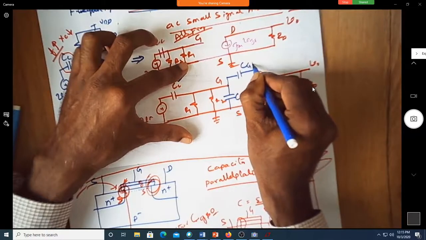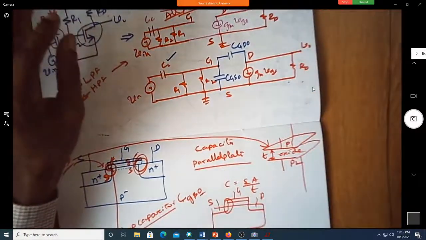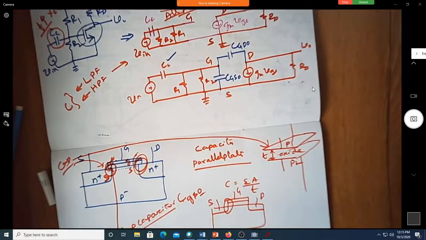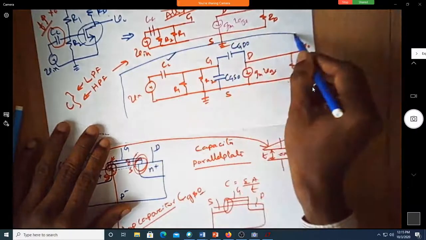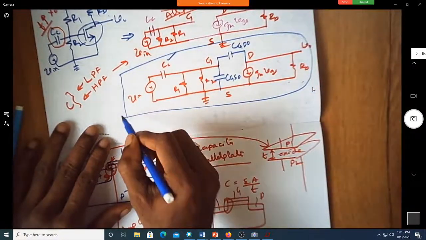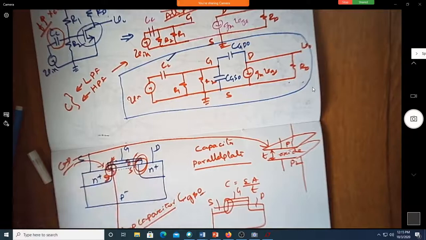Is this CGDO now? Yes, sir. So this is the final small signal model for all frequencies, whether it is low or high.